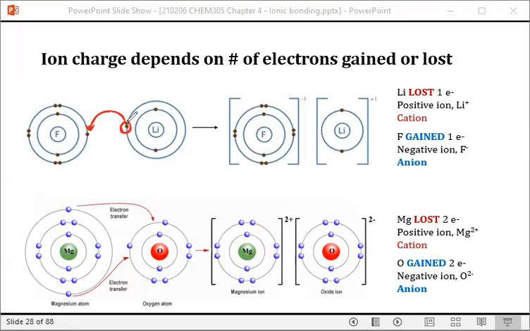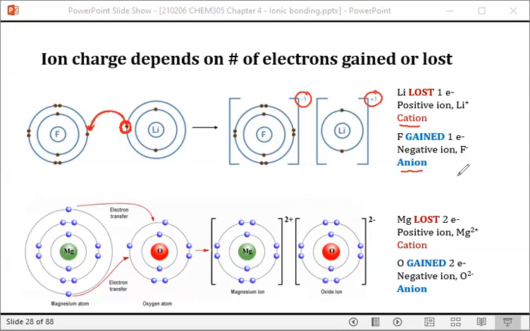And so lithium is eager to give up an electron. It just has 1 electron in its valence shell. If it gives up its electron, then its next highest shell will be completely filled up. So lithium's eager to give up an electron. Fluorine is eager to accept 1. So when lithium gives up 1 electron, it ends up with a charge of +1. And when fluorine gains 1 electron, it ends up with a charge of -1. So lithium ends up being a cation because it has a positive charge, and fluorine ends up being an anion because it has a negative charge.